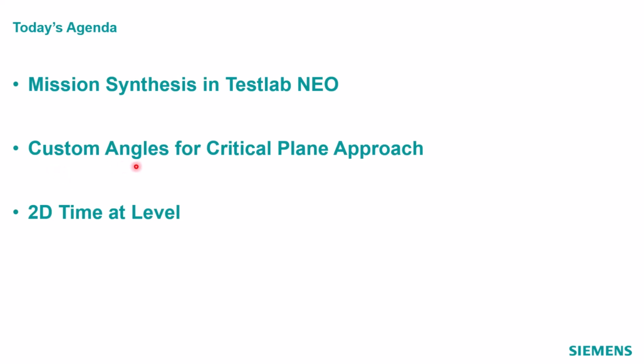One is create custom angles for the critical plane approach when looking at strain gauge rosette data for multi-axial fatigue. And then a nice little nifty feature. It is a 2D time at level display where we look at a time at level plot as a function of both that time at level and another variable. And I'll expound on that a little more with an example later in this webinar.